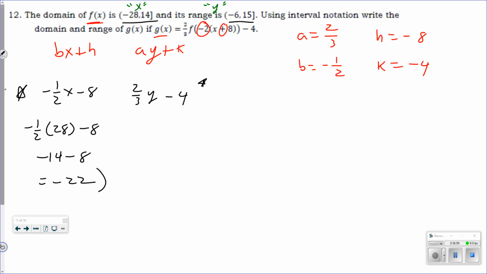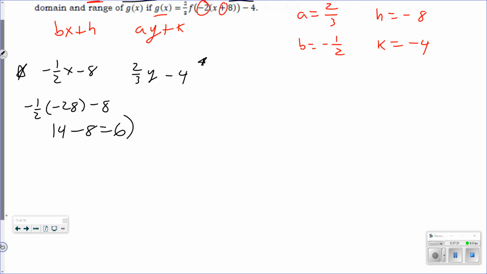2/3 f negative 1/2. The domain of that is, wait, give me a second. Oh, it's negative 28. Sorry, negative 28 minus 8. There we go. Let's do that one more time. Negative 1/2 times negative 28 is 14 minus 8. That is 6. That gets a parentheses because negative 28 got a parentheses.